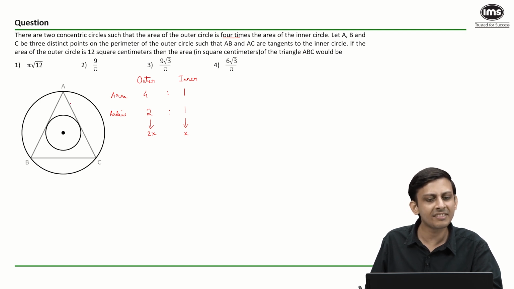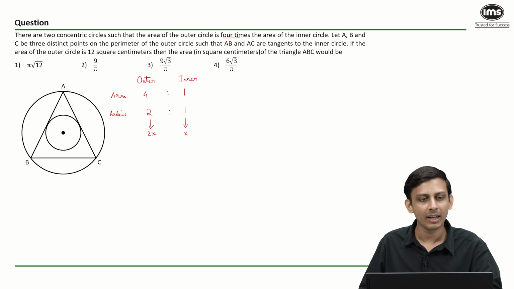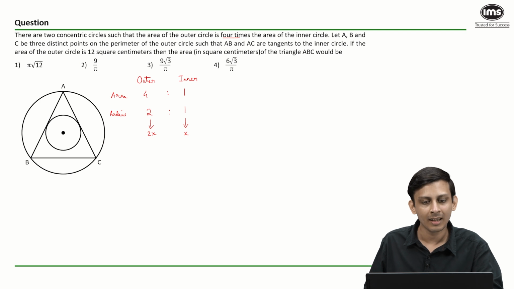Okay, so we will get this kind of a triangle, where we take any point as point A on the perimeter, on the boundary of the outer circle, then draw 2 tangents to the inner circle, and then just connect points B and C. Now, if the area of the outer circle is 12 square centimeters, then what is the area of triangle ABC?